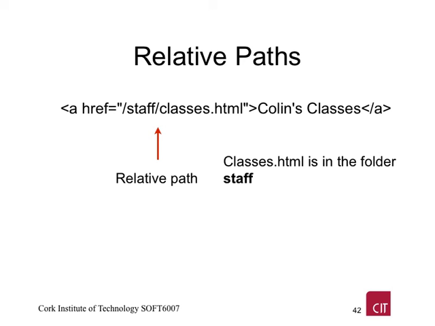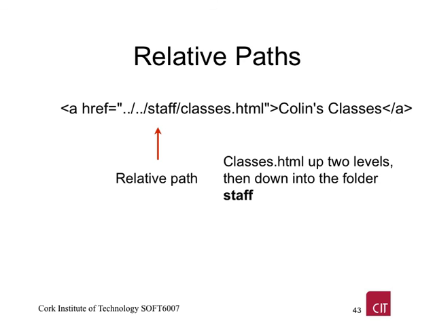To really blow your head, this dot dot here says go up a level. So you're saying wherever you are now, the page you want to go to is 2 levels up, and then go down a level in the directory system into that folder called staff, and then there's classes.html in there. So it's possible to navigate quite elaborate routes from A to B if you want.